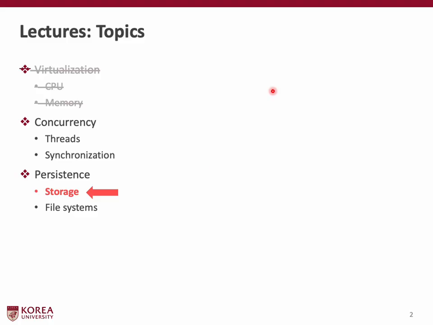Before we start, let's quickly look at the overall structure of the course. So far, we've studied virtualization focusing on the CPU and main memory. Now we have two major topics left. One is concurrency, and the other is persistence. Before we dive into concurrency, we'll first cover persistence. And today we'll start this issue by talking about storage devices.